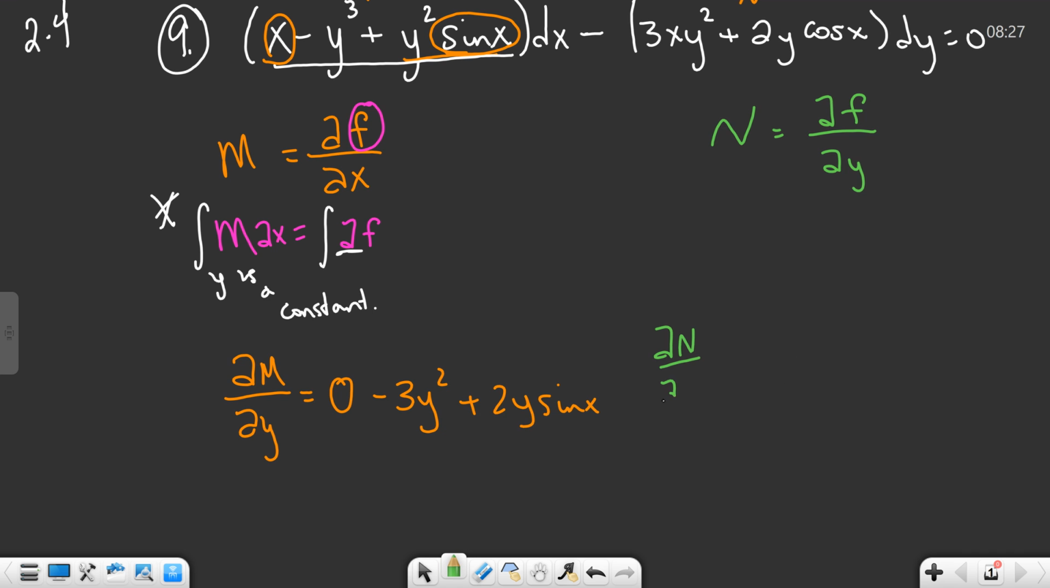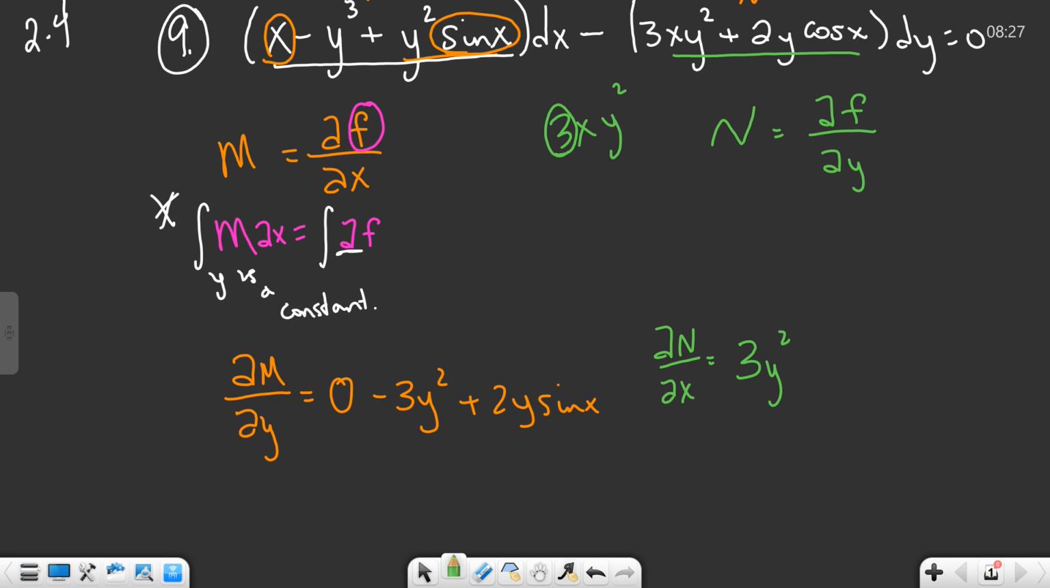The next thing I'm going to do is say, okay, what's the partial of N with respect to x? In other words, we're going to take the derivative of this thing, except y is going to be a constant. So let's just take the derivative of 3x. That gives us 3. In other words, our constant stayed and the x went away. Well, remember that y squared is also a constant. So we should have 3y squared right here.